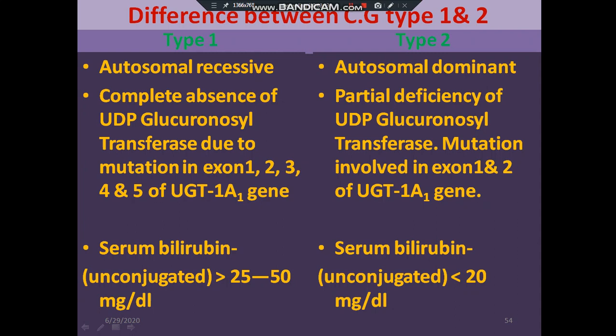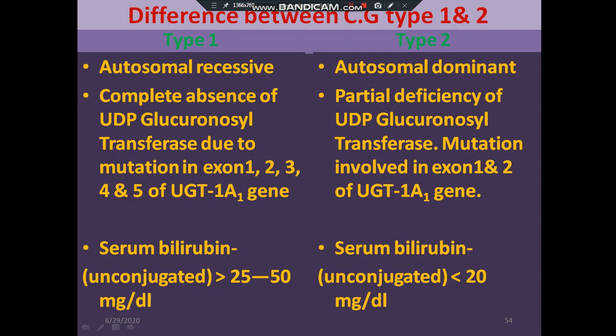Difference between Crigler-Najjar syndrome type 2 and type 1. Type 1 is autosomal recessive, type 2 is autosomal dominant. In type 1, there is complete absence of UDP glucuronide transferase due to mutation in exon 1, 2, 3, 4, 5 of the UDP glucuronide transferase 1 gene. And in type 2, there is partial deficiency of UDP glucuronide transferase. Mutation is mainly in exon 1 and 2 of the UDP glucuronide transferase 1 gene.